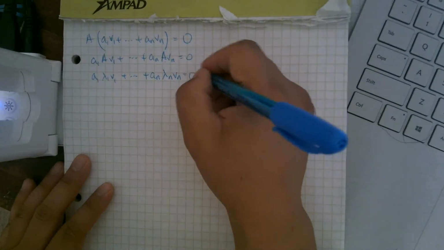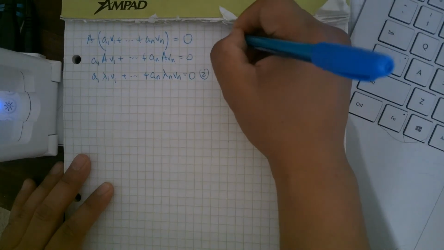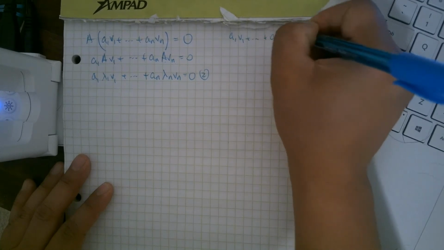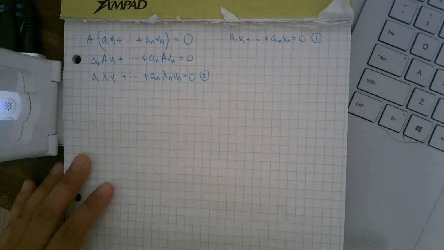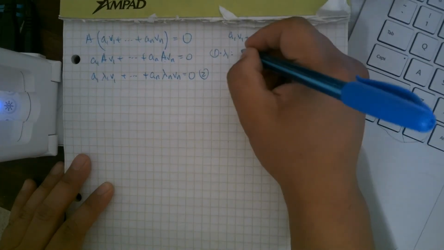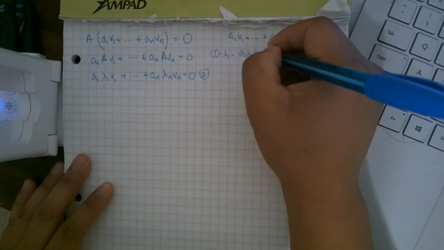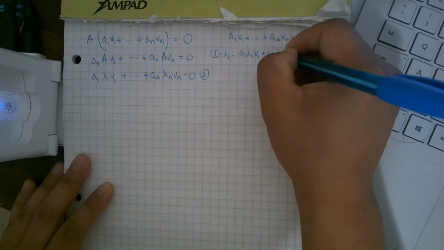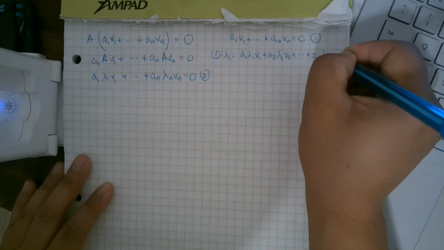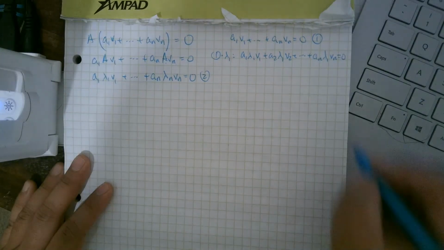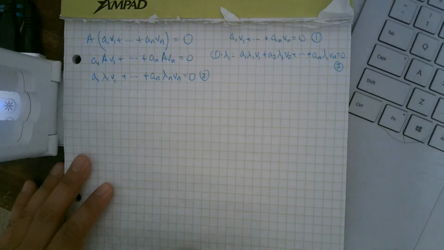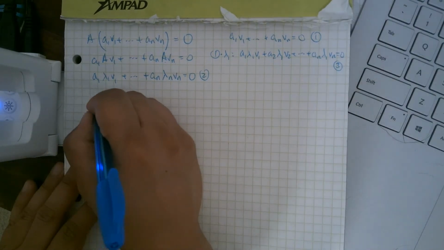Okay. We'll call that equation 2. We'll call the original a1 v1 up through an vn equals 0 equation 1. And now I'm going to take equation 1 times lambda 1. So that's going to be a1 lambda 1 v1 plus a2 lambda 1 v2. So all of them have lambda 1 here, an lambda 1 vn equals 0. We'll call that equation 3. And then we're going to take equation 3 minus equation 2.